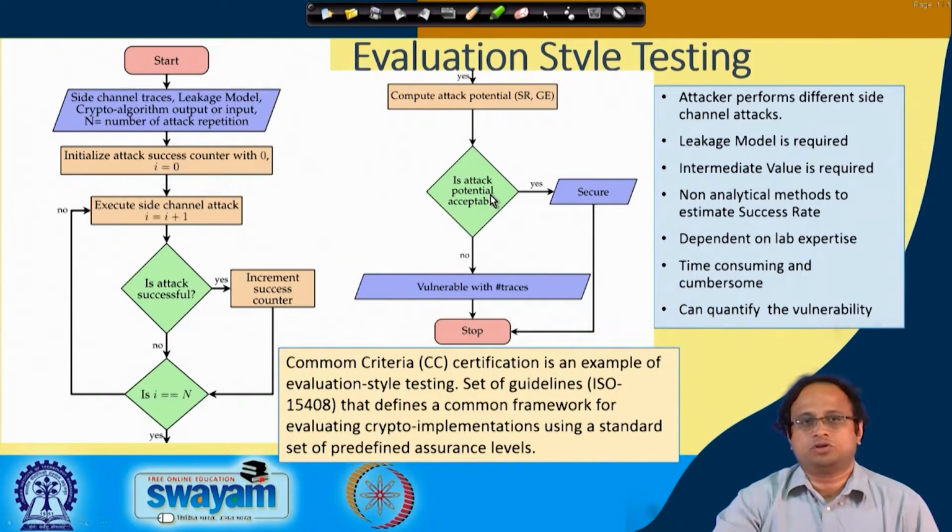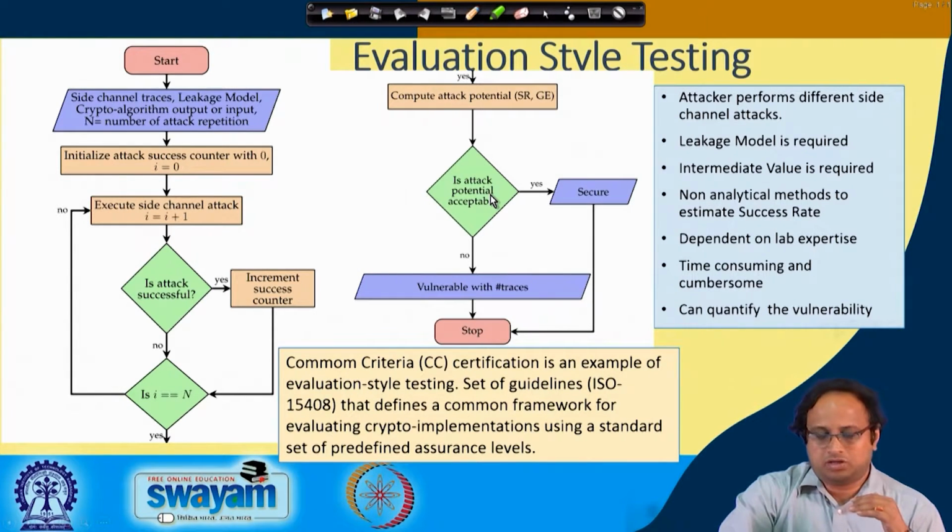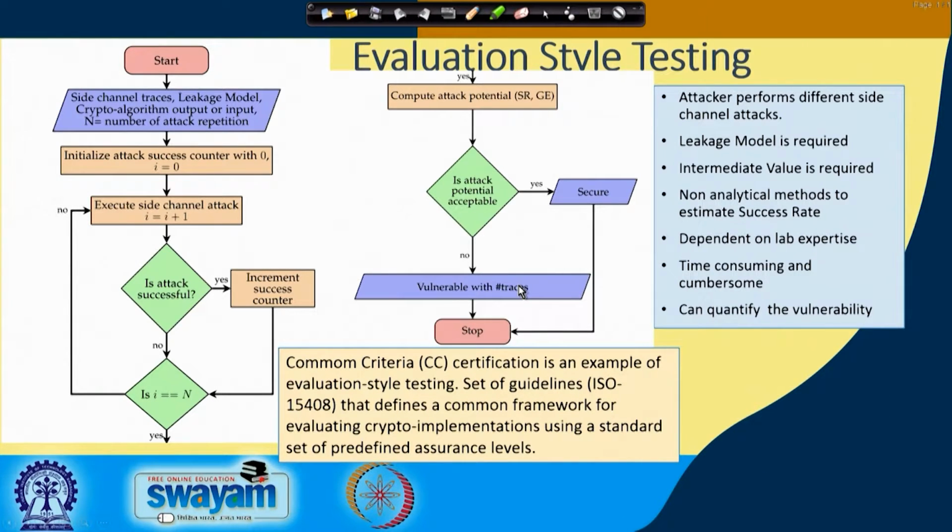Now, given the success rate and the guessing entropy, you make a conclusion depending upon the assurance level at which you want to deploy your device. For example, it may be a very highly sensitive application, or it may be not so highly sensitive. So, depending upon your application scenario, you make a decision whether this attack potential is acceptable or not. If it is acceptable, then you say that it is secure under that context. Otherwise, you say that it is not secure, which means it is vulnerable with so many traces.